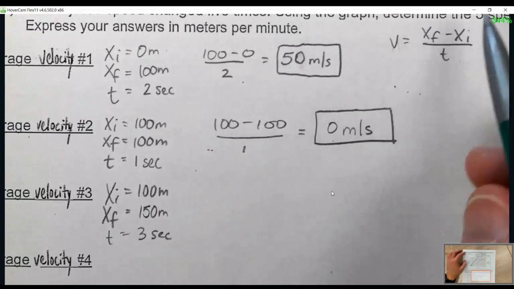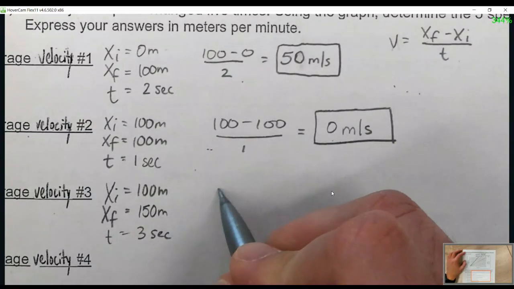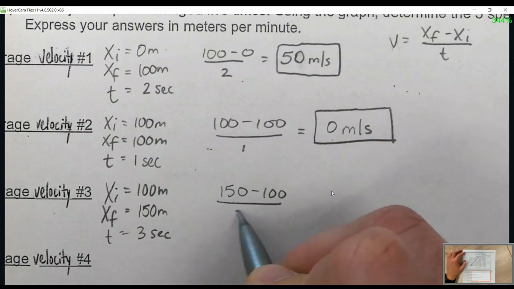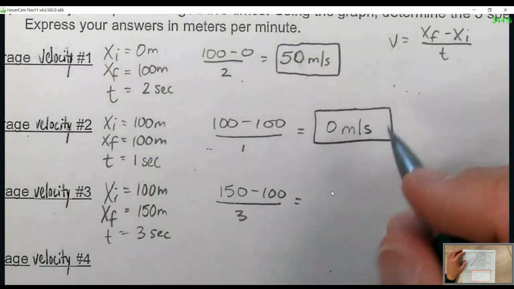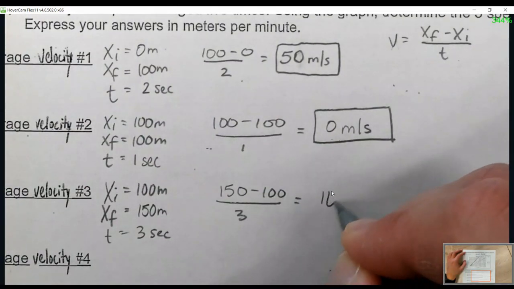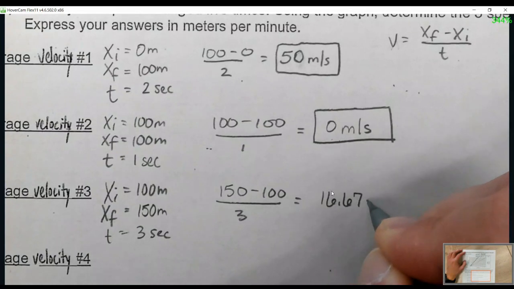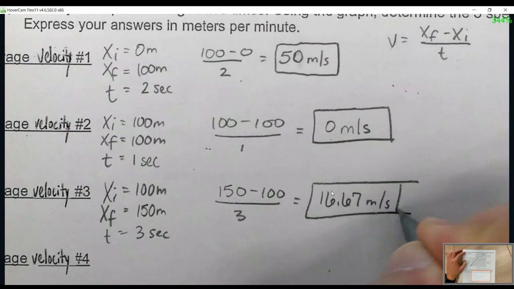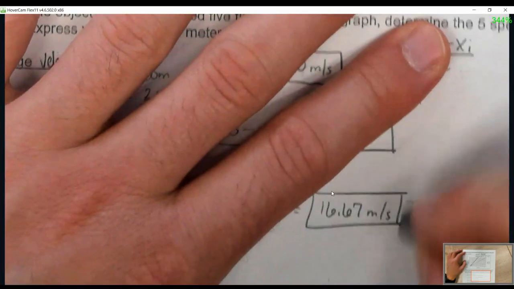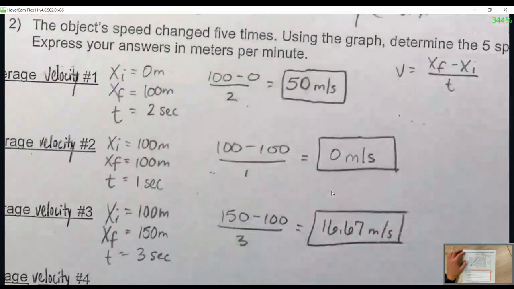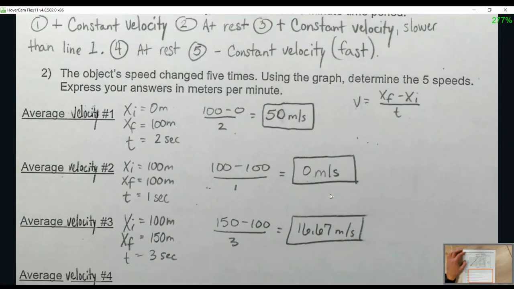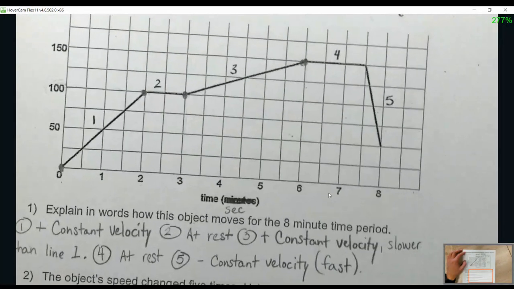All right, again, we're throwing it into the equation here. So you're going to do 150 minus 100 over 3. And that should come out to be 16.6 repeating. We can round that to 2 decimals and get 16.67 meters per second. Very nice. Looking good. Line segment 4.